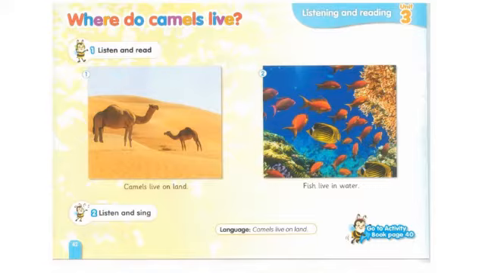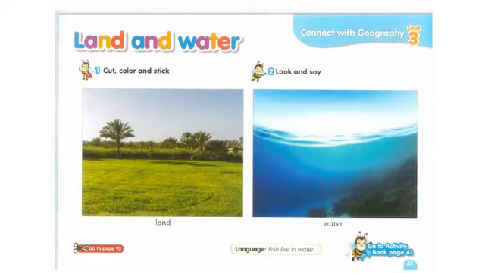Here we will listen and read. Number 1, here we have camels, right? These are camels. Camels live on land or in water. They live on land, in the desert, right? So it says here, camels live on land. And in the second picture here, we have some fish, right? Do fish live on land or in water? KG1. They live in water, right? So it says here, fish live in water. Okay, next page.